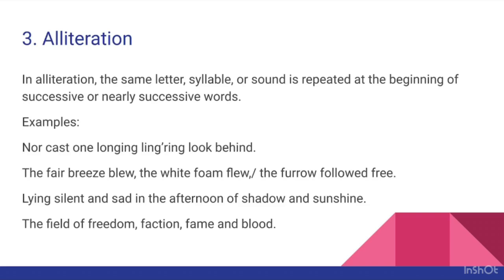Next example: lying silent and sad in the afternoon of shadow and sunshine. So the letter S is repeated in nearly successive words: silent, sad, shadow, and sunshine. Next, the field of freedom, faction, fame, and blood. The letter F is repeated at the beginning of nearly successive words: field, freedom, faction, and fame.